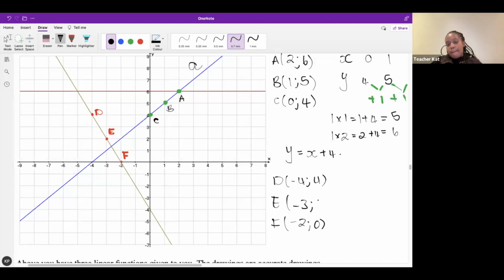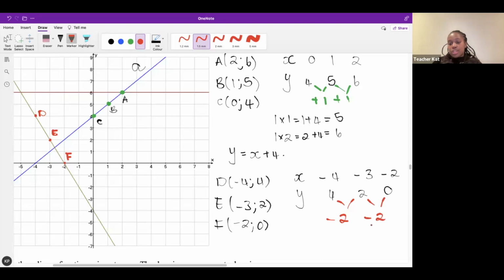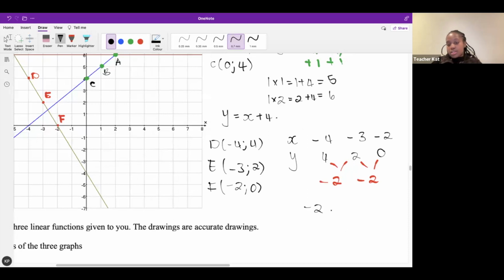Nice, guys. All right. Once again, x, y. My x has to be increasing. So I started -4, -3, -2, which means my outputs are 4, 2, and 0. What is happening here with my outputs? We are minusing 2. Okay, so then -2 is my multiplier. So I'm going to go ahead and say -2 times -4. What's -2 times -4?